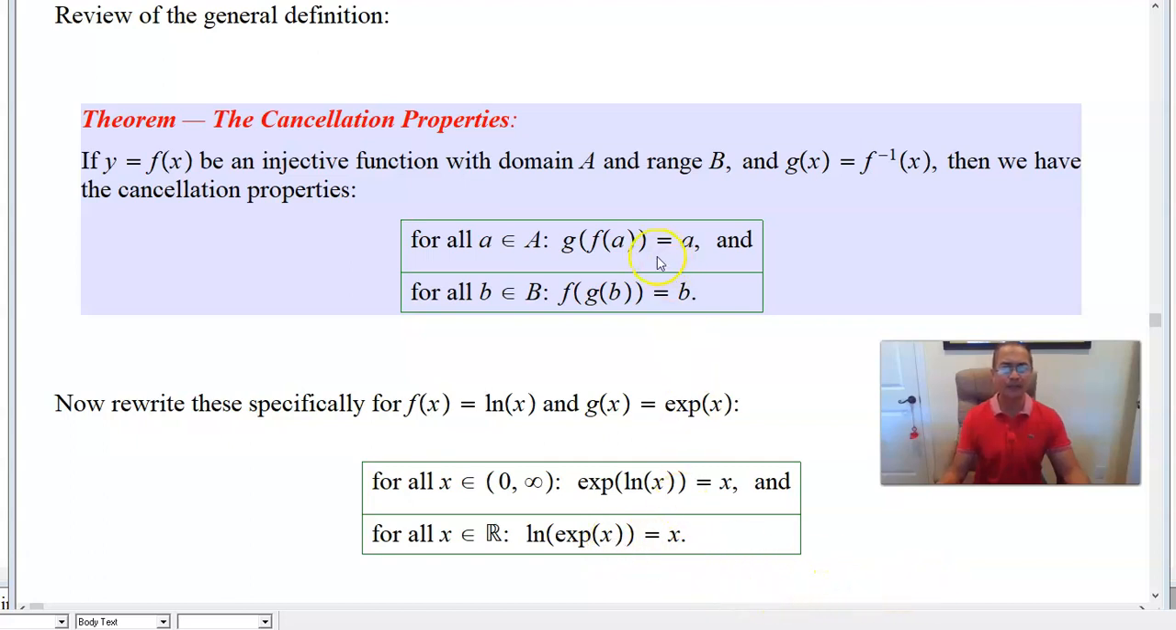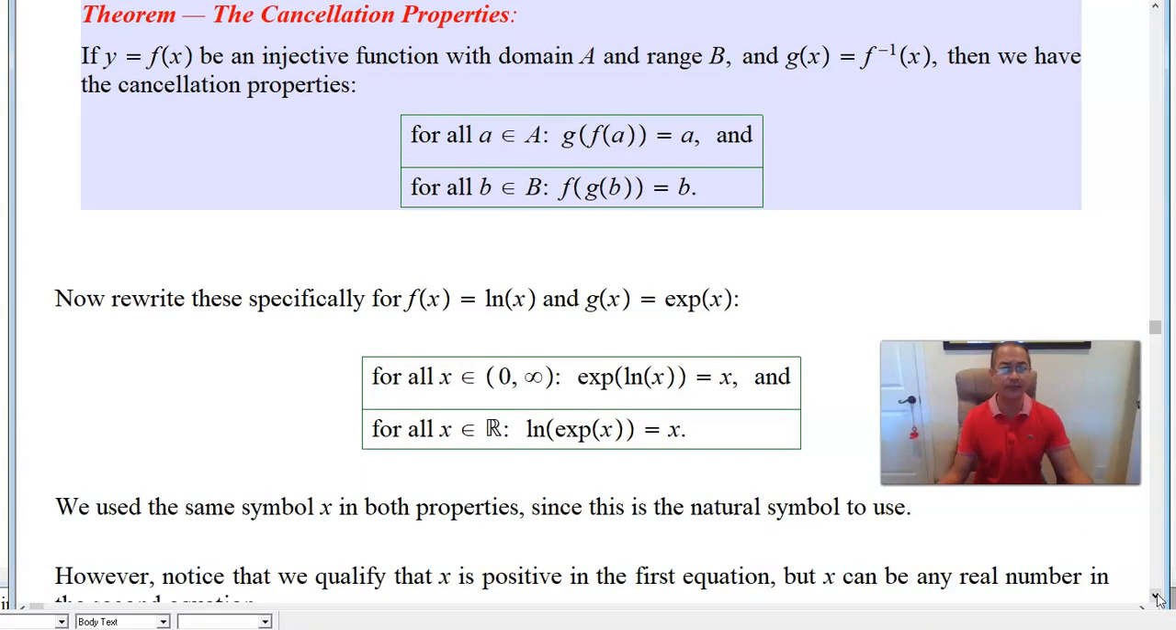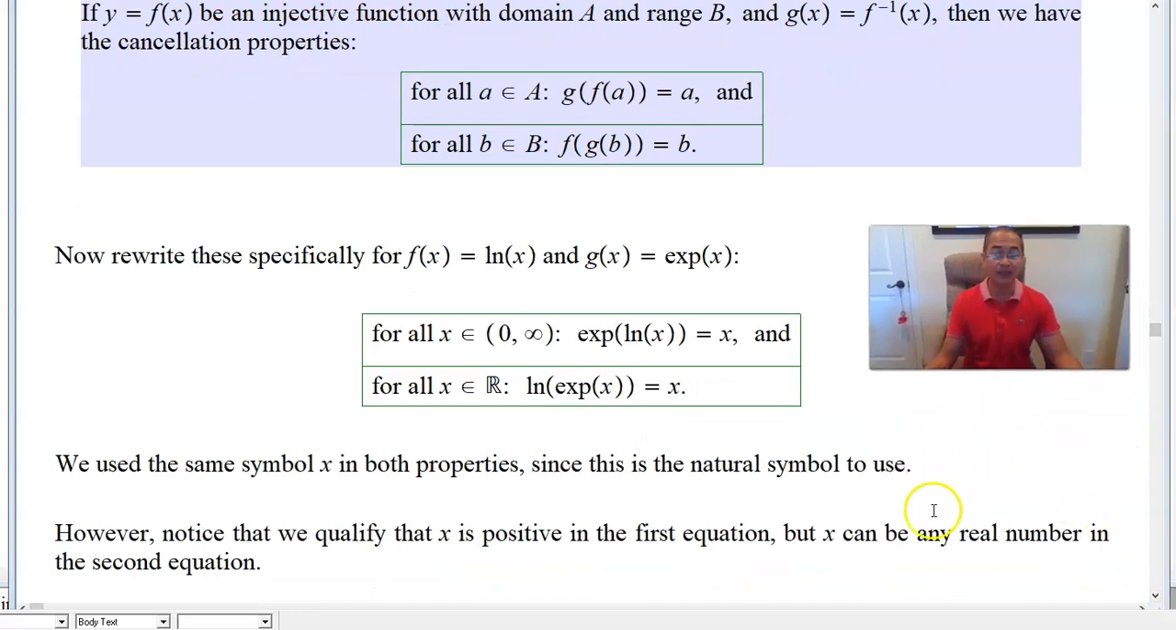So why am I not using a and b? Well, in calculus, we usually deal with the letter x, instead of using x and y, and that would be really confusing, don't you think? So we use the same letter x in both of these equations, but we do qualify that in the first equation, x must be positive, and in the second, anything goes. x can be any real number.